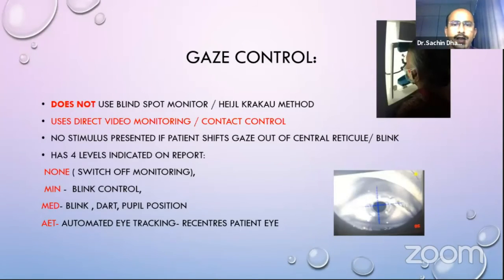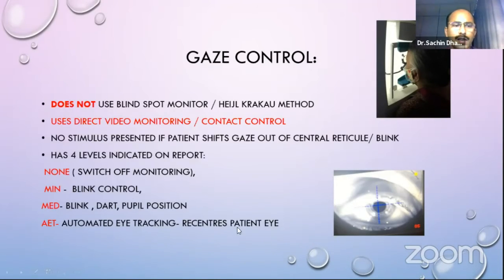Gaze control, we don't have the Heijl-Krakau method of blind spot monitoring. Here we have a direct superior video control or a video monitoring and a contact control. If there is contact loss to the forehead and the chin, the machine freezes. Similarly, if there is motility outside the grid that you can see in the photograph here, if the eyeball moves out of the grid, the machine freezes, there is no stimulus that is introduced. So there is no indirect way of monitoring fixation. It is a direct way. Patient loses fixation, the machine stops.